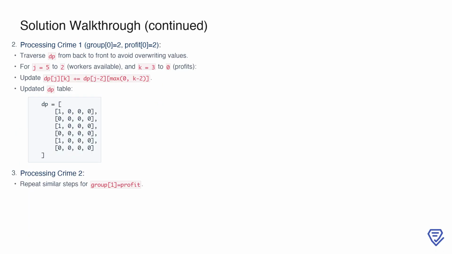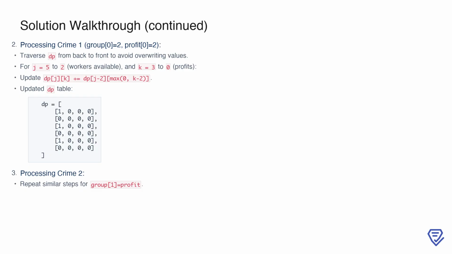Next, we process the first crime, which requires 2 workers and generates a profit of 2. To do this, we traverse the DP table from the bottom up to avoid overwriting values that we still need to reference. Specifically, we iterate through the workers available, starting from 5 down to 2, since this crime requires at least 2 workers.